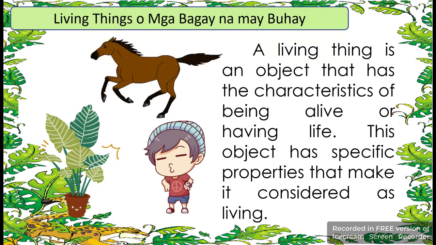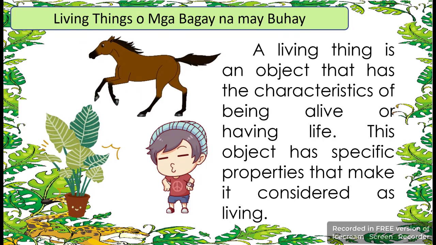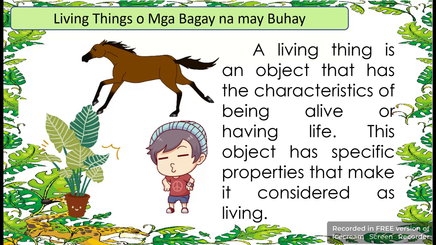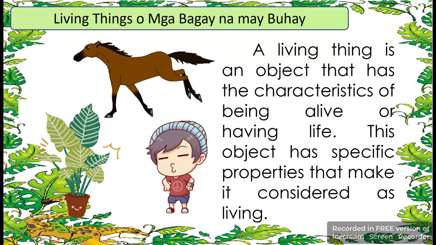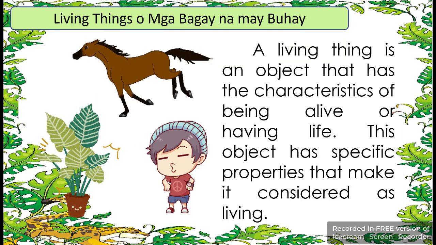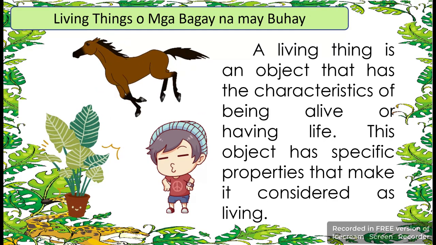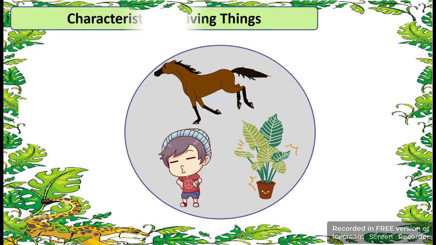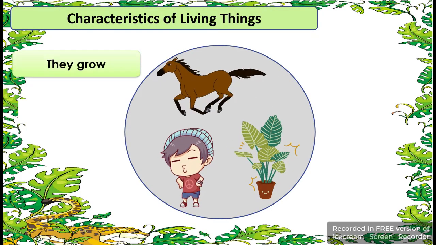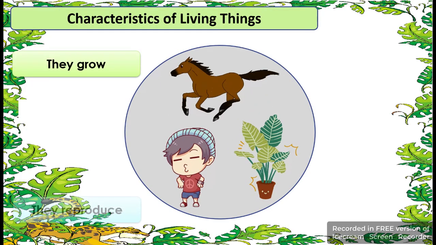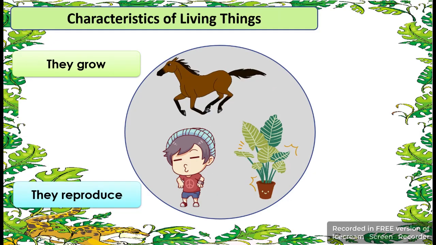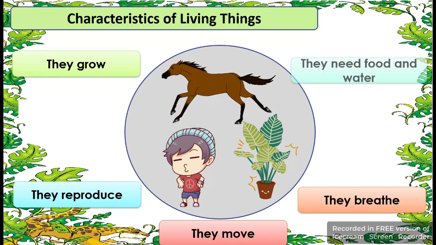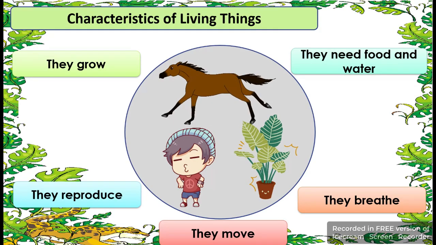Let's discuss living things, o mga bagay na may buhay. A living thing is an object that has the characteristics of being alive or having life. This object has specific properties that make it considered a living thing. Living things grow, reproduce, move, breathe, and need food and water.